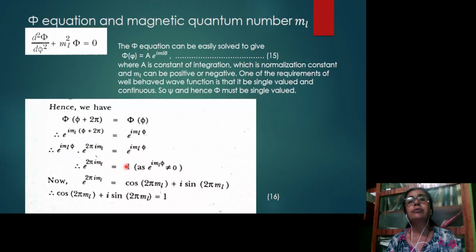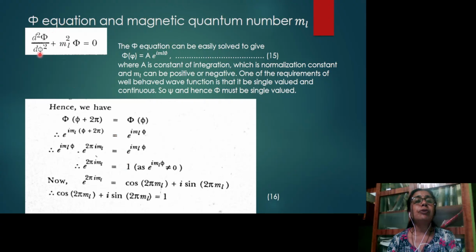Today we are going to see how do we solve the phi equation and how can we obtain the quantum number, that is magnetic quantum number ml, which is related to phi equation, then principal quantum number n, which is related to R equation, and the orbital quantum number L, which is related to the theta equation. So let us start with the easiest one, that is the phi equation.